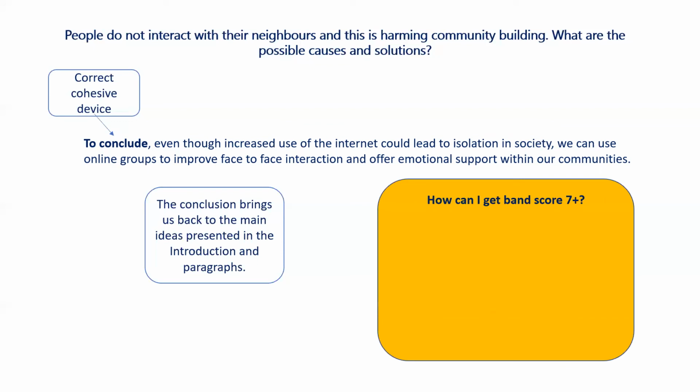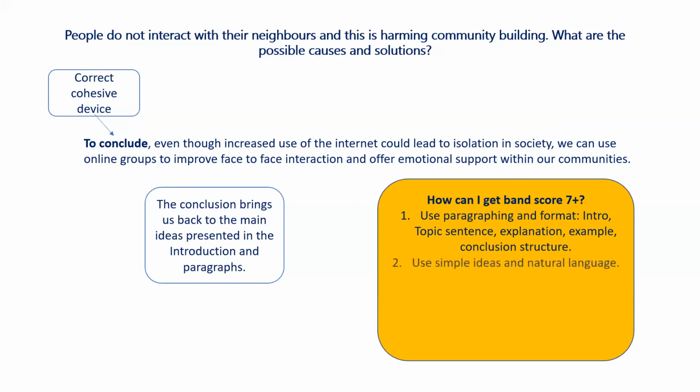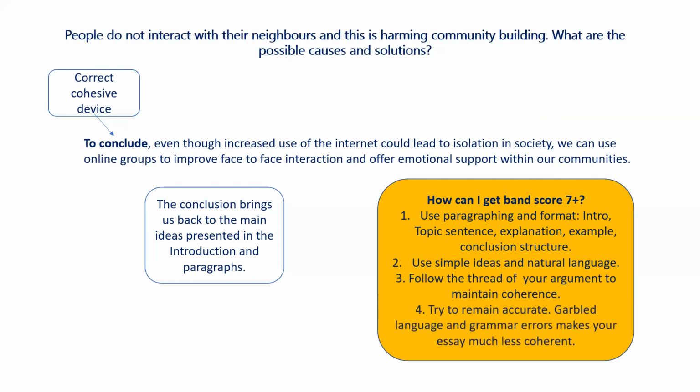To get band score 7 and above, use paragraphing and the correct format: the intro, your topic sentence, explanation, example, and the conclusion structure. Use simple ideas, natural language. Follow the thread of your argument to maintain coherence, and try to remain accurate. Garbled language and grammar mistakes make your essay much less coherent. And don't forget your cohesive devices.